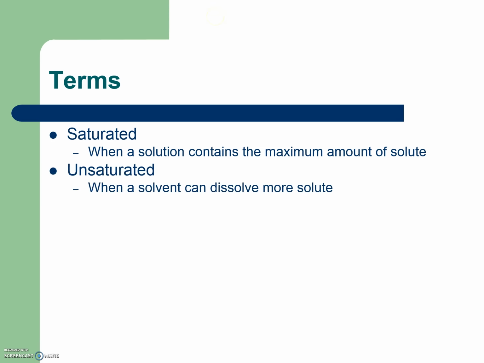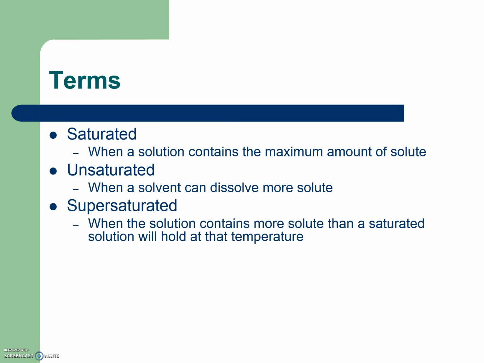Unsaturated is when its solvent can dissolve more solute. So we have a saltwater solution that's not very concentrated, there's just a little bit of salt in it. We can certainly add more and dissolve more. Then we have supersaturated, and supersaturated is when the solution contains more solute than a saturated solution will hold at that temperature. So we trick the solution into dissolving more.